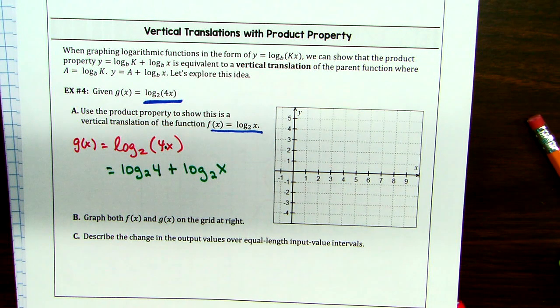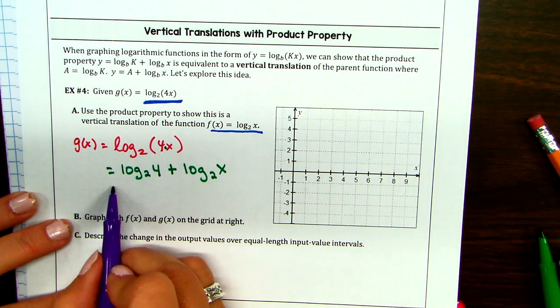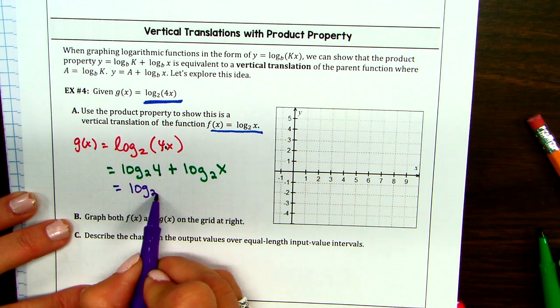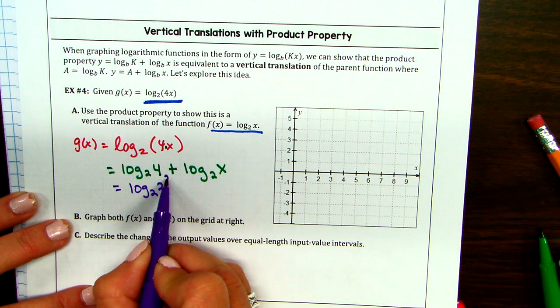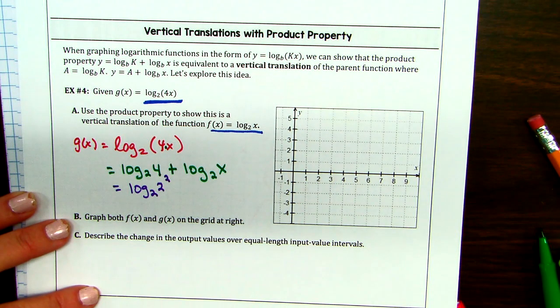Did I lose you? Oh, okay. 4 can be rewritten as 2 squared. Look at all those 2's, right?